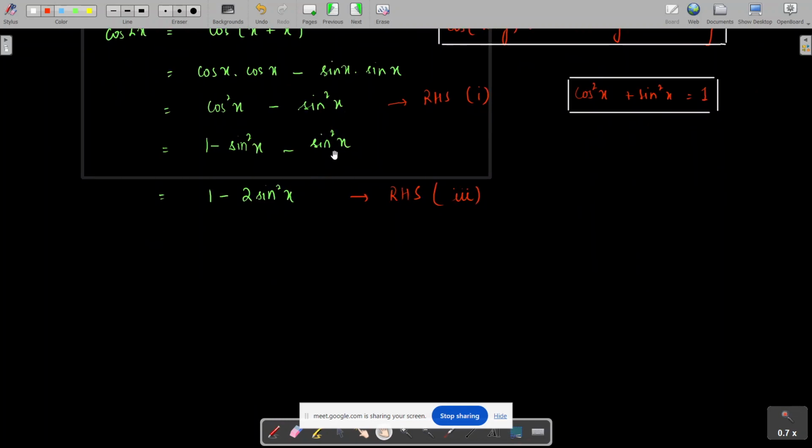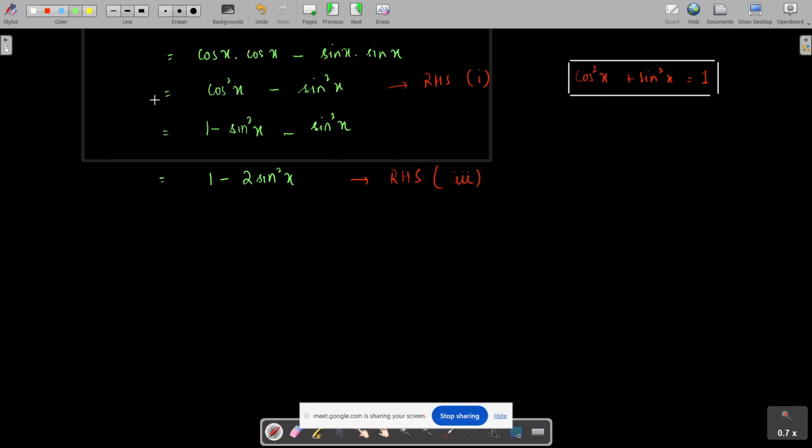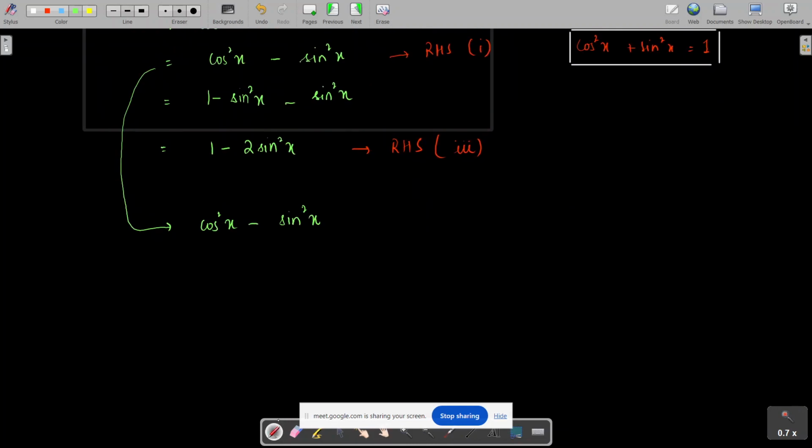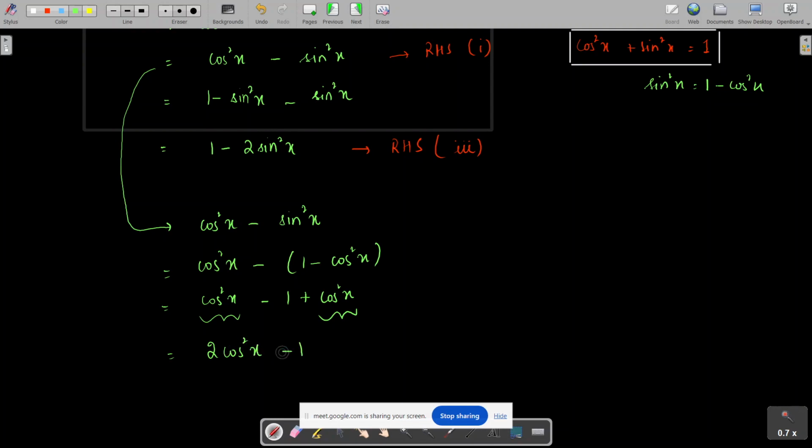And to get the second form, what should we do? From this step, now instead of writing cosine square x in terms of sine, this time we will write sine square x in terms of cosine square x. So I'll write cosine square x as it is, and sine square x is again 1 minus cosine square x. So we do that, 1 minus cosine square x. We distribute the negative sign inside. So this is negative 1 plus cosine square x. So we can add these two cosine square x. So we get 2 cosine square x minus 1, which is the right hand side of the second form.